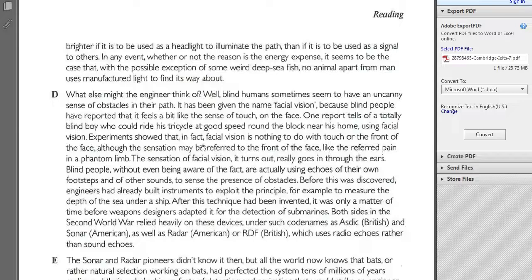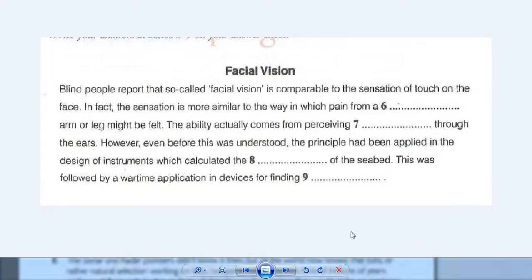Experiments showed that, in fact, facial vision has nothing to do with touch or the front of a face, although the sensation may be referred to the front of the face like the referred pain in a phantom limb. Now, this word limb, I'm catching on to this word limb because this word limb means the same thing as arm or leg. An arm or leg is a body limb. See, this is where vocabulary comes in. If I know what limb means, and I know that limb means arm and leg, then I know I'm really close. I'm going to read again.